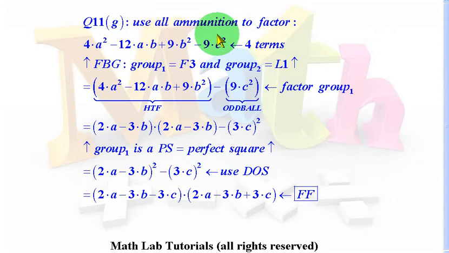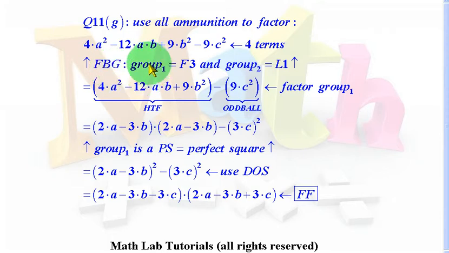Again, it's a use all ammunition problem. If we look at this carefully over here, we have 1, 2, 3, 4 terms. If you recall, a 4-term factoring problem indicates that we probably have a factor by grouping problem on our hands. Okay?